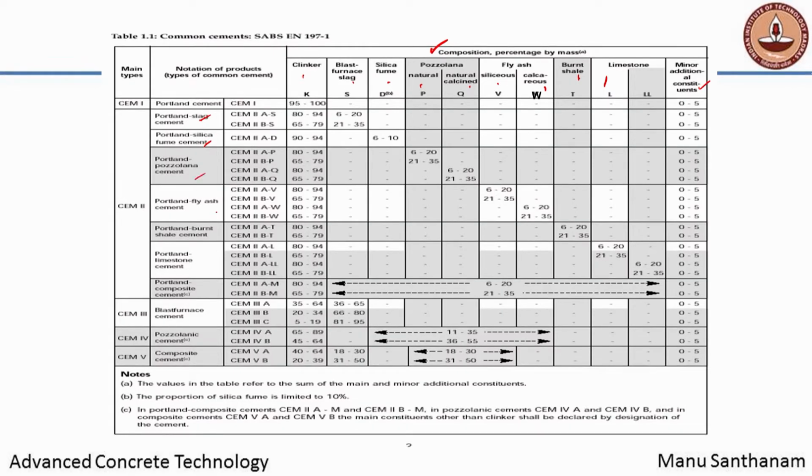Then you have Portland slag cement, Portland silica fume cement, Portland pozzolan cement, fly ash cement, burnt shale cement, limestone cement and composite cement. Now, the idea about composite cement here means that you can have a mixture of one or more of the mineral additives that are listed here. Okay. But then if it is type 2A, that means the amount of the mineral additives together should be between 6 and 20%. If it is type 2B, it can be 21 to 35%. Okay. So, the idea is now you already have a chance of producing a cement that is ternary blended.